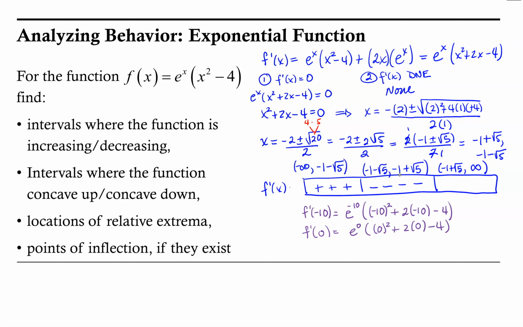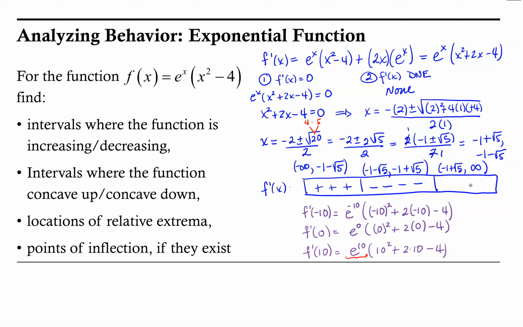Now we want to check our third interval. So choosing an x value that's within that interval, and that's relatively easy to work with, let's go with f prime at 10. Then we have e to the 10 times 10 squared plus 2 times 10 minus 4. Again, we're only interested in the sign.